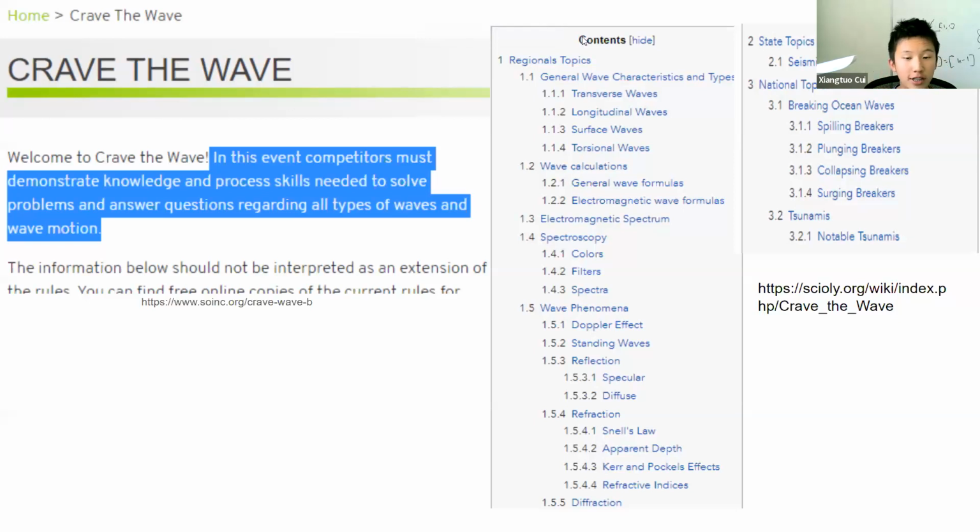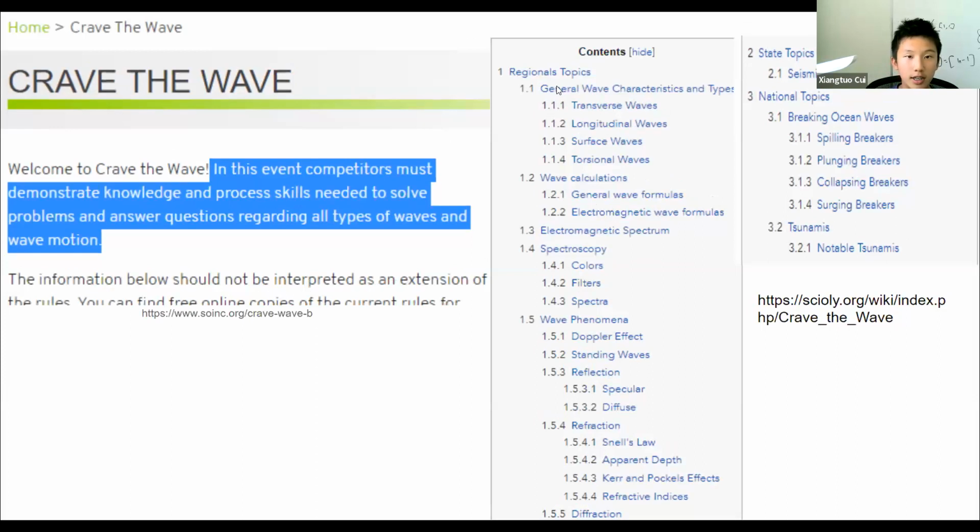And on the right, there is a much more detailed content list of what is included in the Crave the Wave test. There are a myriad of topics ranging from general wave characteristics to wave phenomena like the Doppler effect. But because of the time constraints I have, I will only talk about general wave characteristics, and I won't talk about the other harder topics.